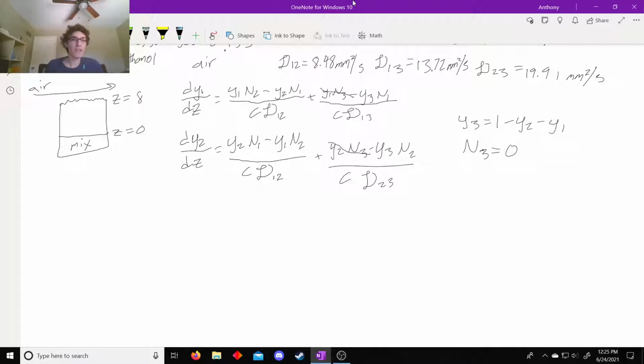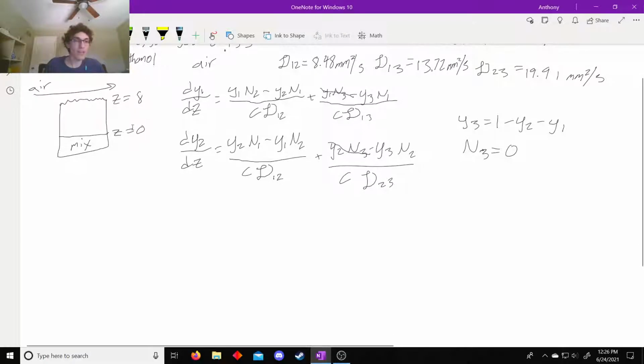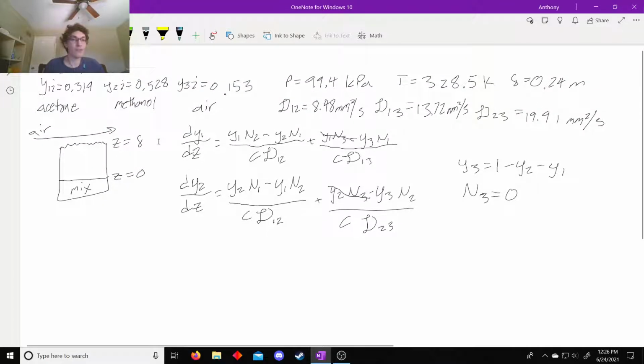But the way that we're going to find the solution is that we're given initial values, and these are up here, where we see y1 initial equals 0.3, y2 initial equals 0.5. These are our initial values for the mole fraction of acetone and methanol, and we're going to approach it as an initial value problem. So what we're going to do is solve the differential equation.